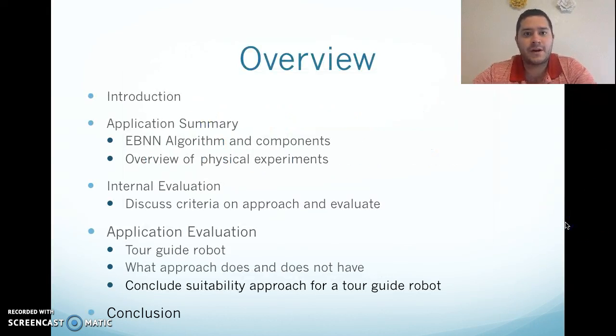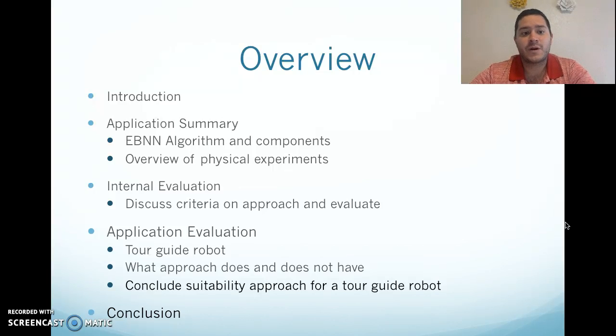So I'm going to go over a quick overview of what I'm going to talk about. First, the introduction of the paper and the contents of the paper. Then I will go into the application summary, which is where I talk about the major contribution of this paper, which is called the EBNN algorithm and the components in it. And then I'll go over some of the physical experiments that were done here.